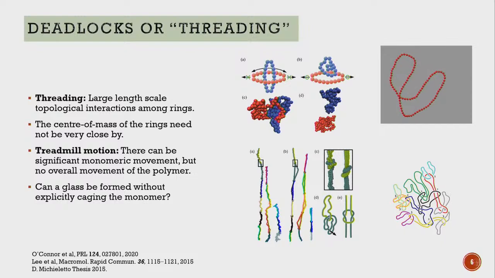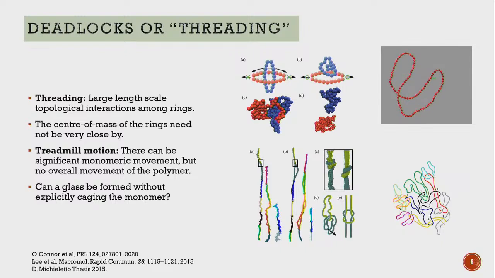Although the centers of mass are not close enough, in traditional glasses you need the particles to be very close together to be packed well. But in this case, the center of mass need not be very close. For example, you can see in this kind of threading, the rings are actually much farther apart. You can take the center of mass of this ring and this ring, and they are far away. But they form this kind of knot between them, which arrests their motion relative to each other. So it is essentially a large scale topological arrest that forms especially in ring polymers. We call it a topological arrest in some sense.